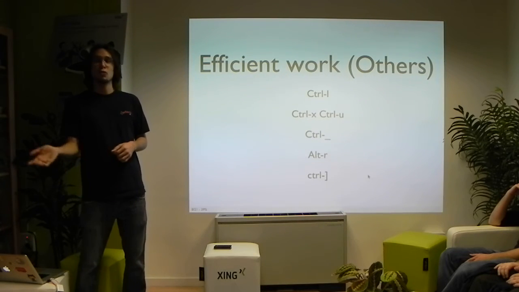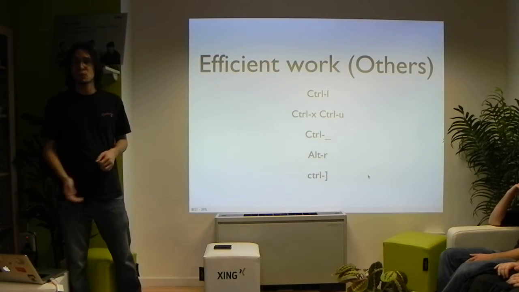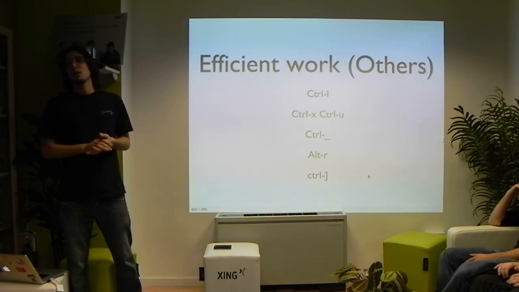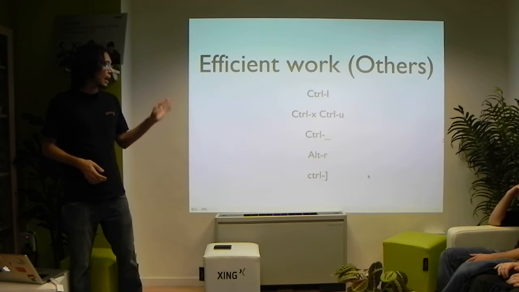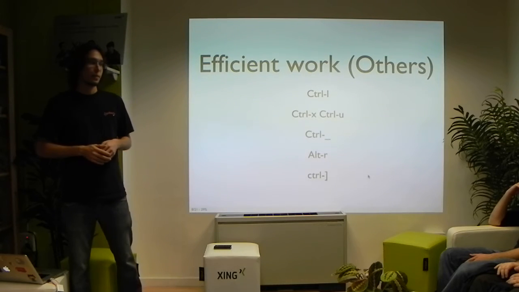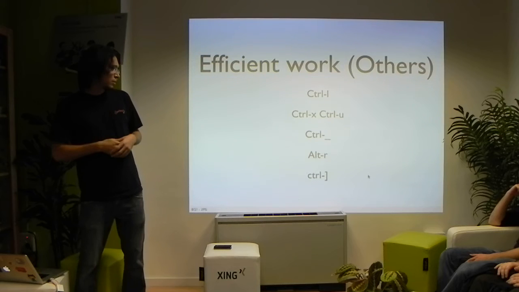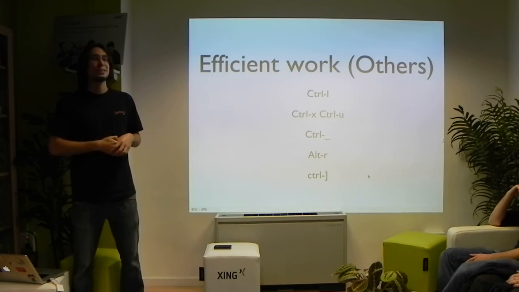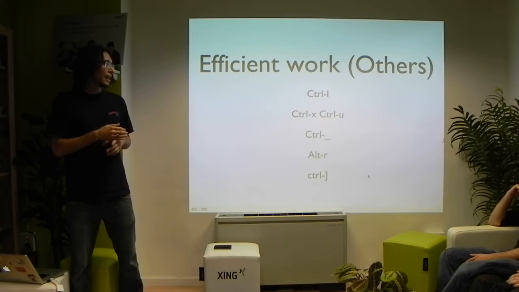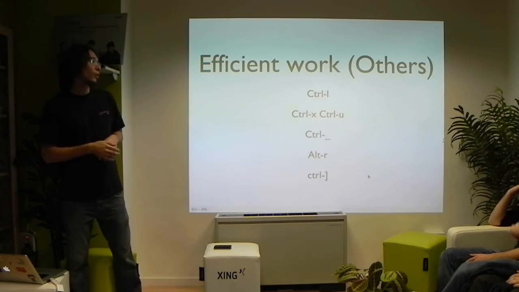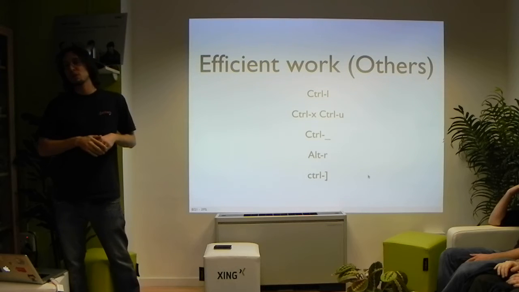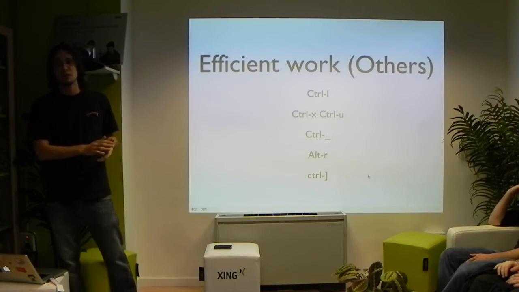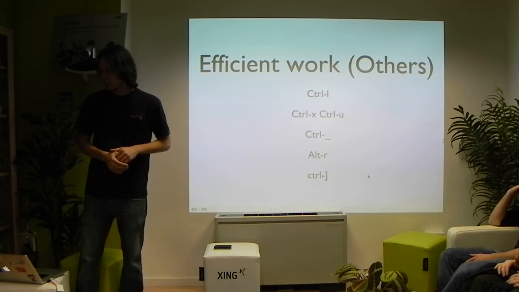Alt-R will undo every change that you make to a line. So you start making changes to a command to try something out, and then you figure out you are completely wrong. Alt-R will delete everything. And Ctrl-closing bracket will take you to the occurrence of a character in the command line. So you type Ctrl-closing bracket, and then you type any character, and it will take you to the next occurrence of this character on the command line.